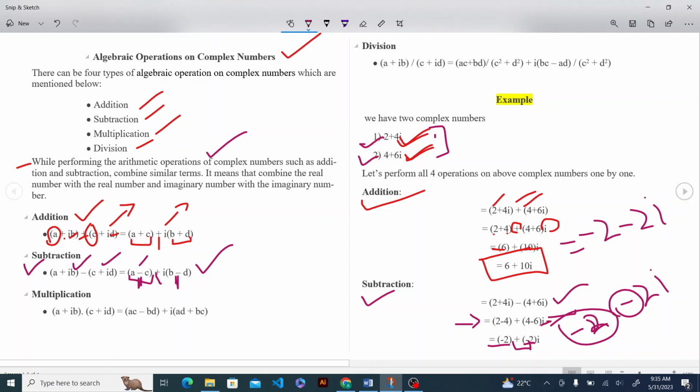Okay, let us move forward and see the examples for multiplication and division. Firstly, we will see the formulas and then we will see the examples.